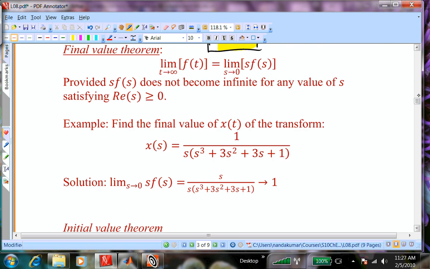Now, just to wrap up a few simple things, there is something called the final value theorem in Laplace transforms, which allows you to find the final value of the solution as t goes to infinity. As t goes to infinity, what is the final value of a function, if you know its Laplace transform? Okay? Why would this be important?